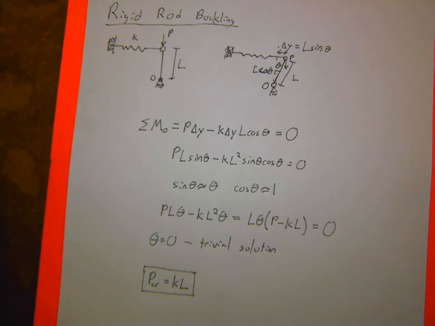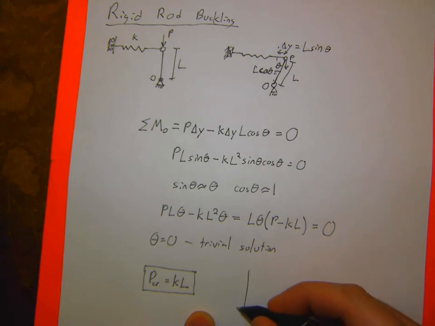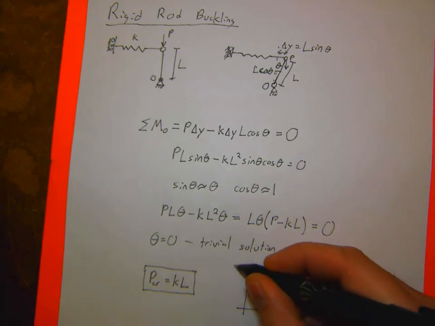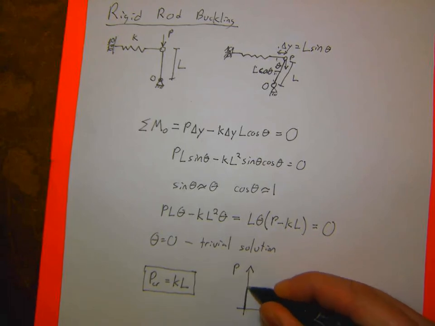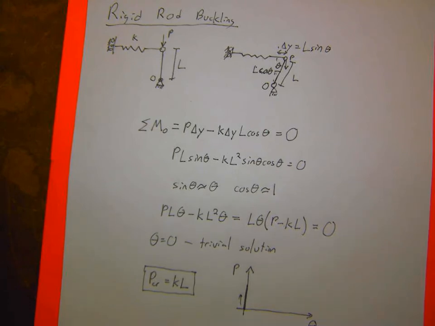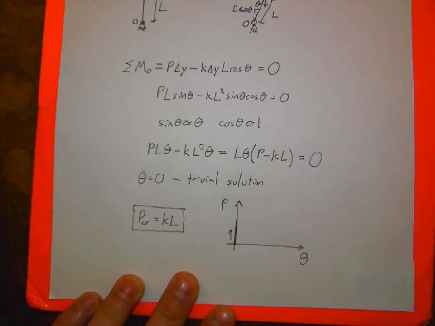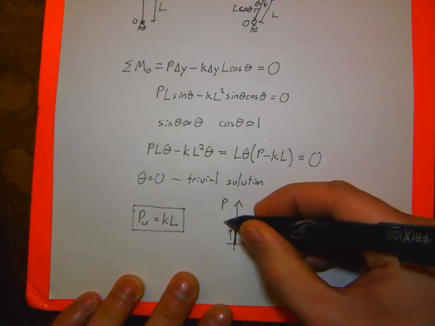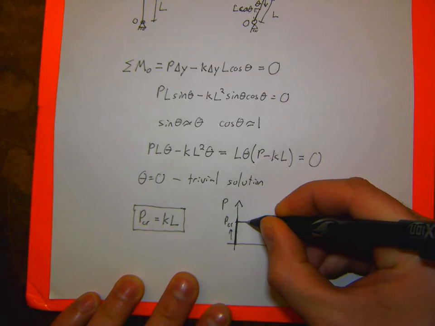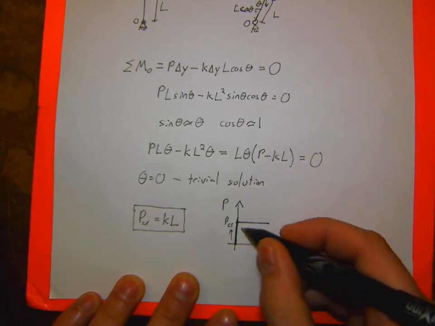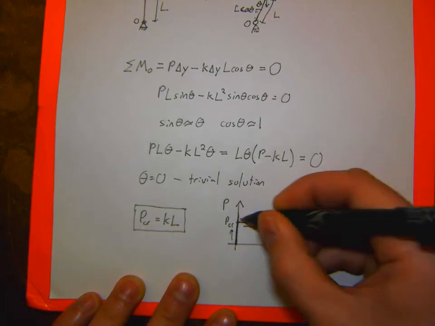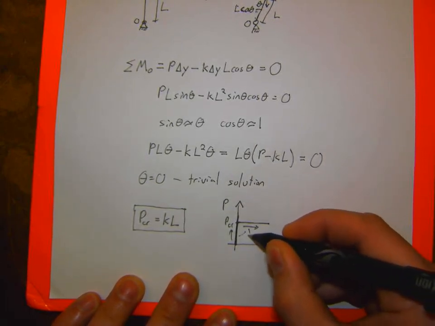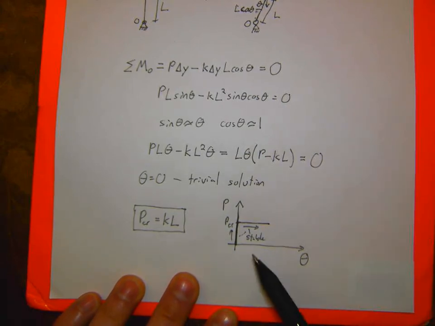Now if I plot the load-angle response, P versus theta, there's some load path that I can follow where I'm uniaxially compressing the rod and getting no twist out. This is my uniaxially compressed state. At some point I hit that P critical and bifurcate out, where it starts following this new state. This is now my stable deformation path, the path that it wants to follow.